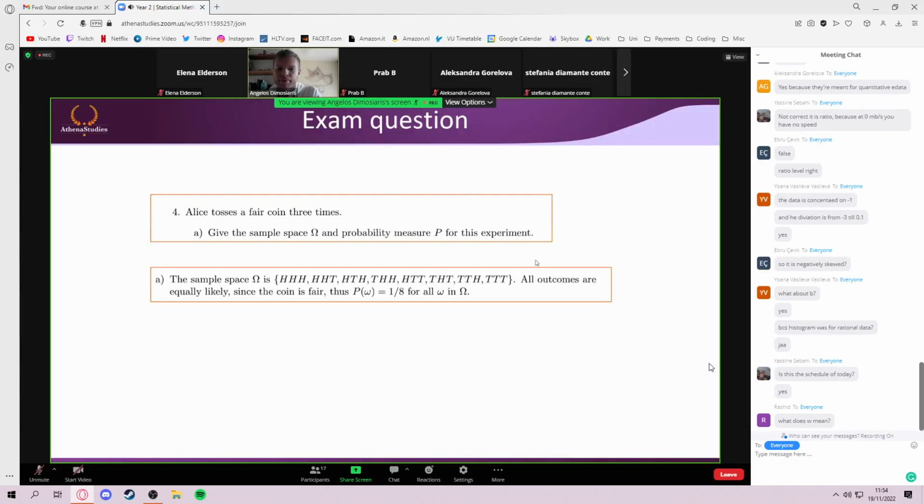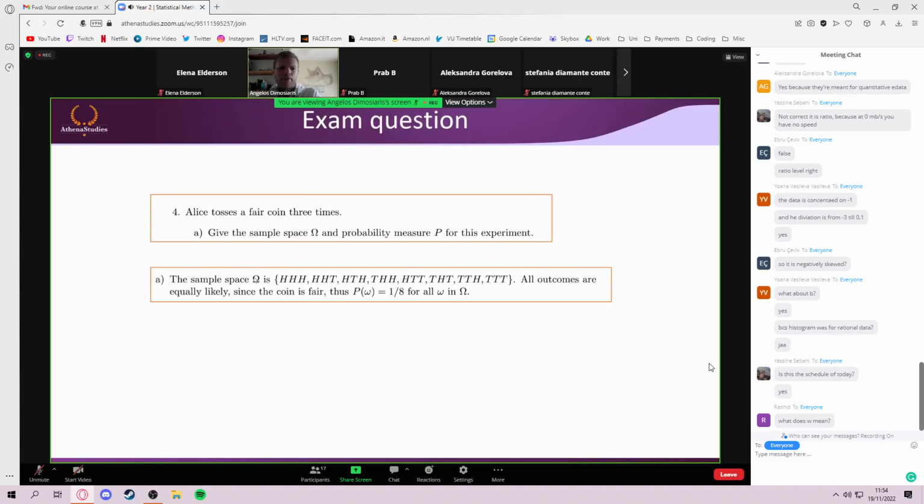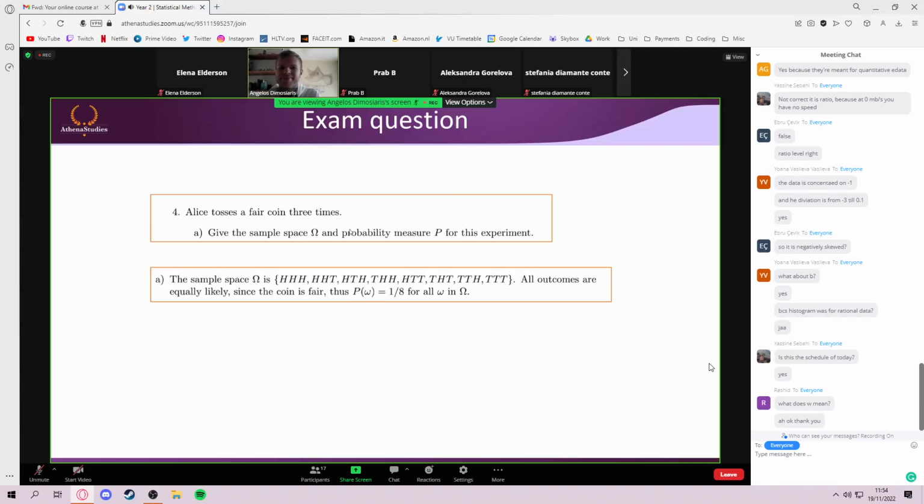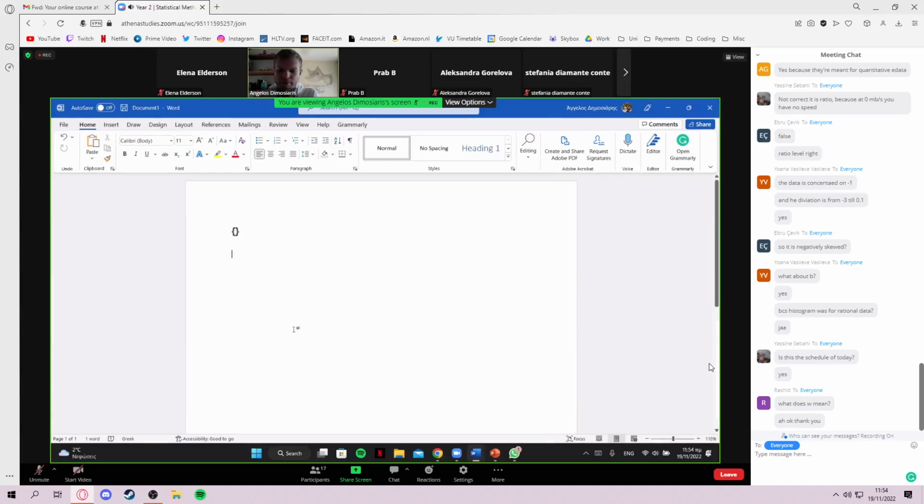What does the omega mean? Okay, so the capital omega is the set of all possible outcomes, right? So here, this is the set of all possible outcomes that can happen. Each one of them is symbolized with a smaller omega. I think this is omega, but not the capital one. This is the non-capital one. Capital.